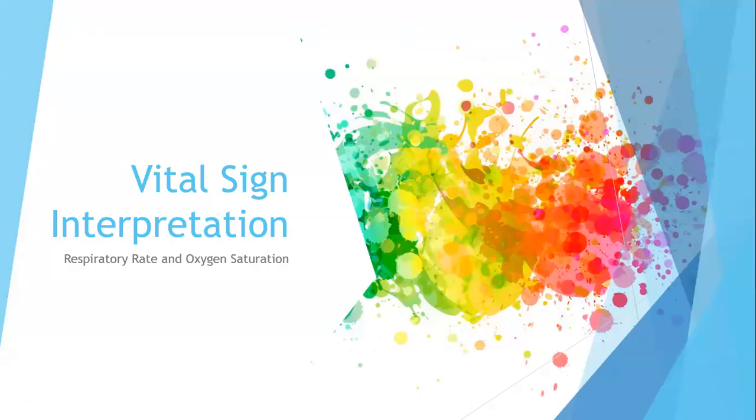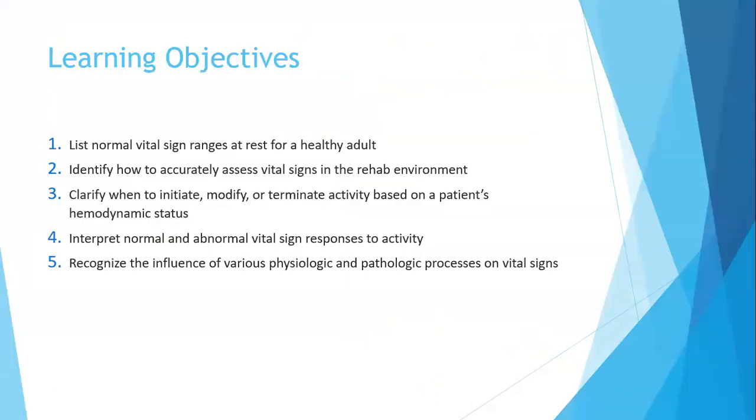We talked earlier about the other vital signs: temperature, heart rate, and blood pressure. Now that we're starting to get into respiratory disorders, we're going to talk about the interpretation of the vital signs of respiratory rate and oxygen saturation. The learning objectives are the same as for the other vital signs.